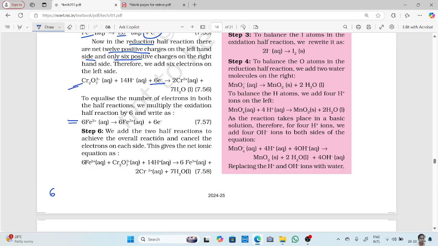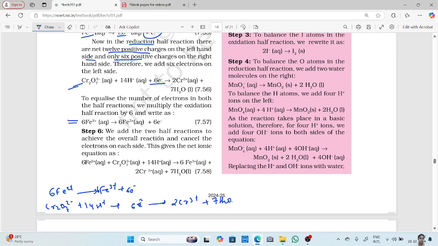So it will be 6Fe2+ giving 6Fe3+ plus 6 electrons. Okay, then the second reaction: Cr2O7 2- plus 14 H+ plus 6 electrons giving rise to 2 Cr3+ plus 7H2O.